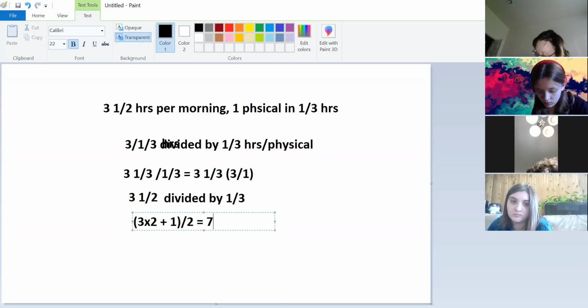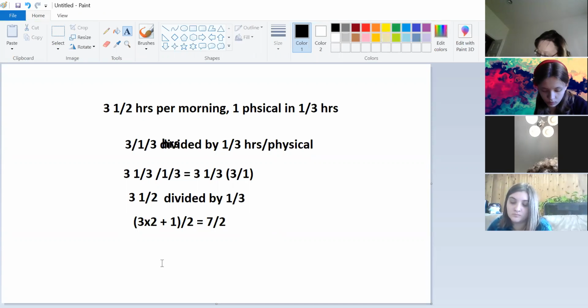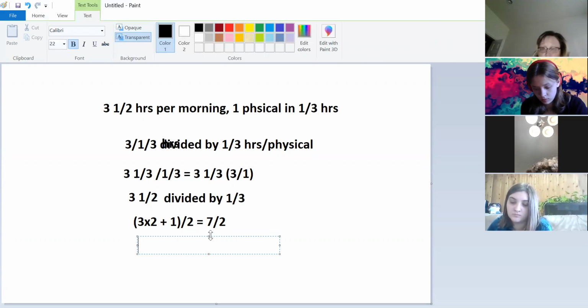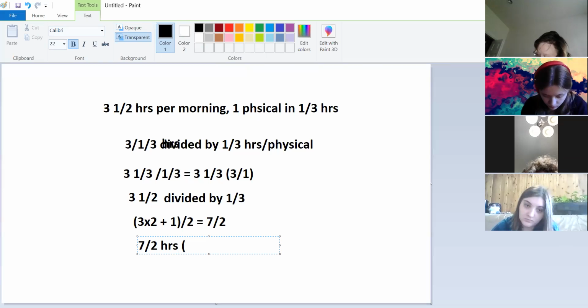So it's 7/2, right? That's the number of hours. I've just converted it into an improper fraction, and divided by 1/3. So it's really going to be 7/2 hours times 3/1, right? Because I'm just flipping and multiplying.